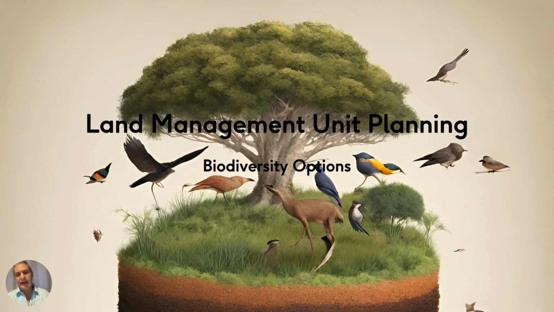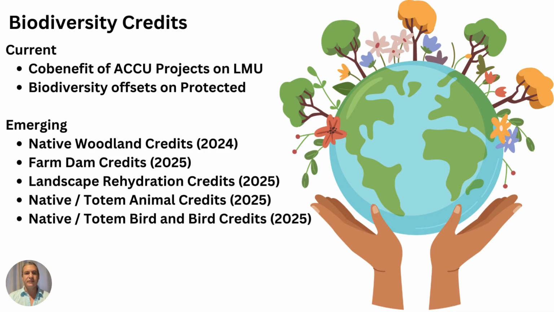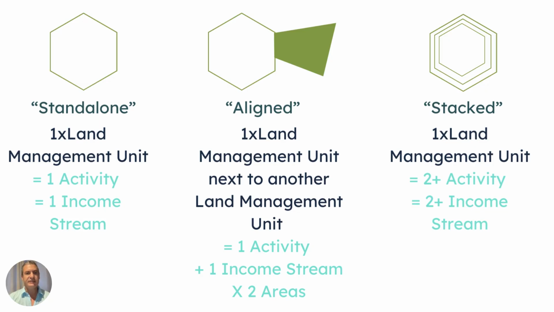Land management unit planning, when it comes to biodiversity, is also really interesting. At the moment, there's only a few biodiversity markets: there's the co-benefit of a carbon project, and there's the offsets that permanently protect land, something like what the BCT offer or a private protection consortium might offer. We do know, however, that this market will rapidly emerge, and the sorts of emergent things that we're working with in the mutual include creating biodiversity credits for native woodlands, farm dams, landscape rehydration, native animals and native birds, recognizing that these should be able to stand alone or stack.